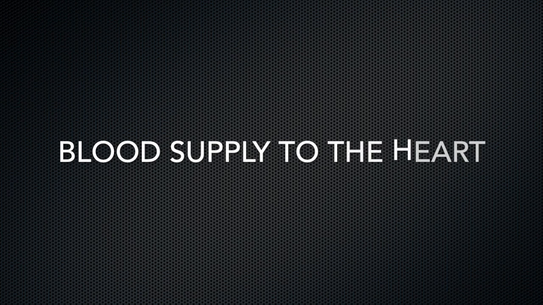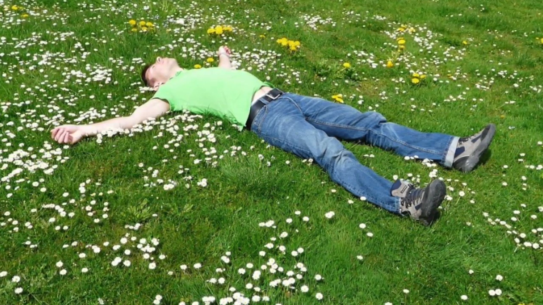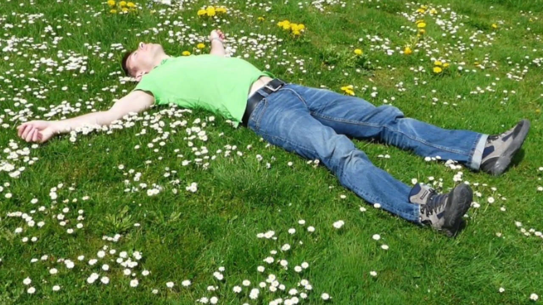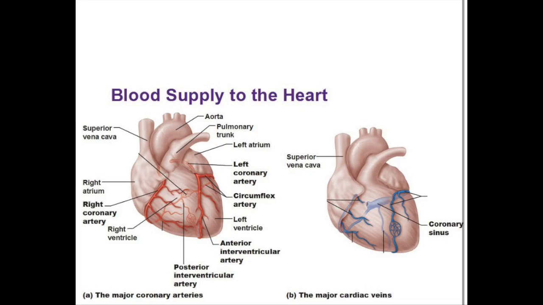The next function of the cardiovascular system is the blood supply to the heart. At rest, the heart only demands about 3% of the total cardiac output to the body. However, as do all living tissue in the human body, the heart requires a steady supply of blood that contains the necessary nutrients and oxygen for metabolism.